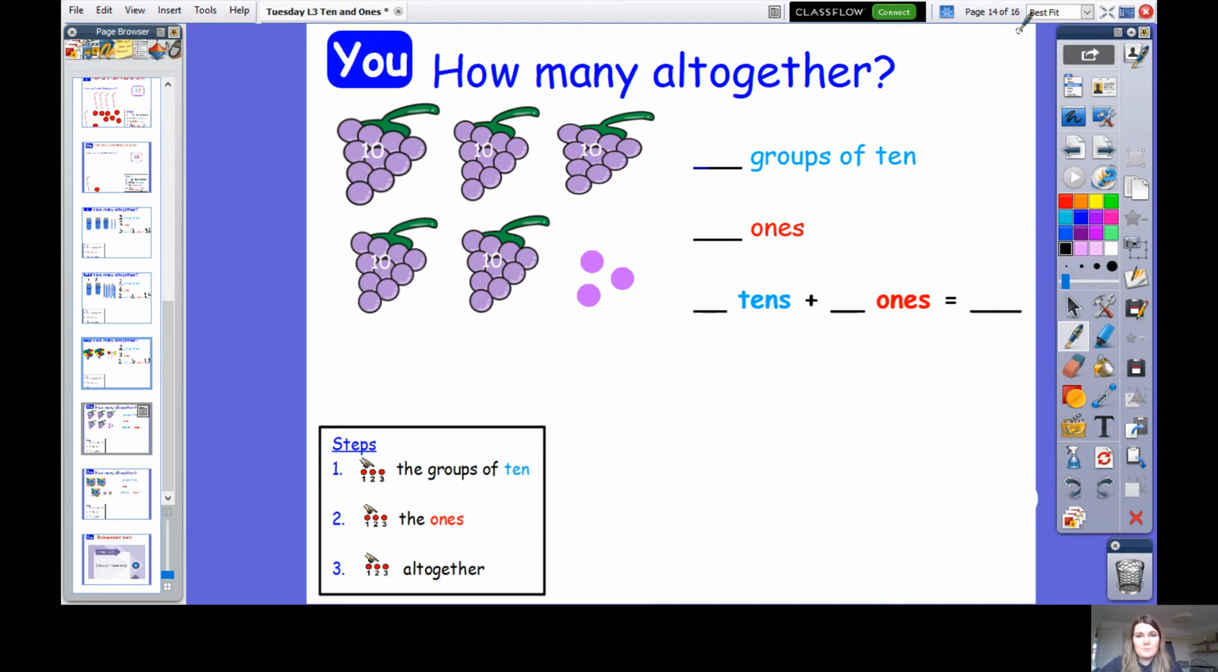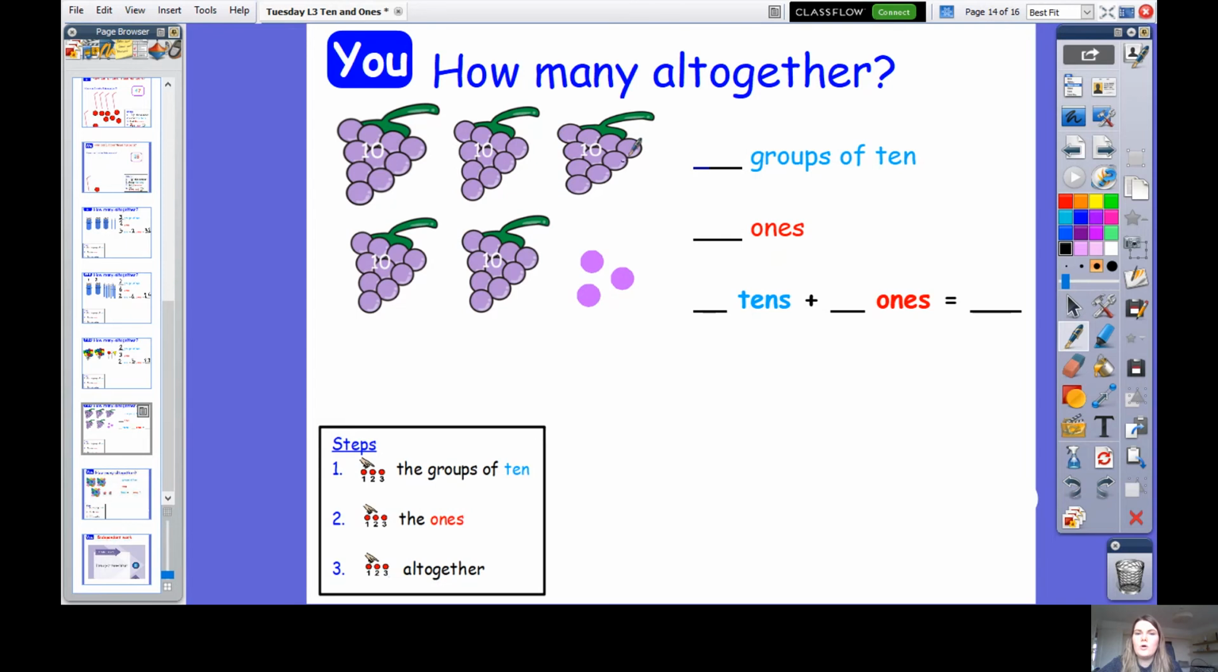Fantastic. Okay, so how many groups of 10 did I have? Brilliant. I had 6 groups of 10. No. How many groups of 10 did I have? Well, I thought it was 6 because look, 1, 2, 3, 4, 5, 6. Oh, I don't count those ones. Why don't I count them? Because they're not in a group of 10. How do you know they're not in a group of 10? Because there's only 3 of them.